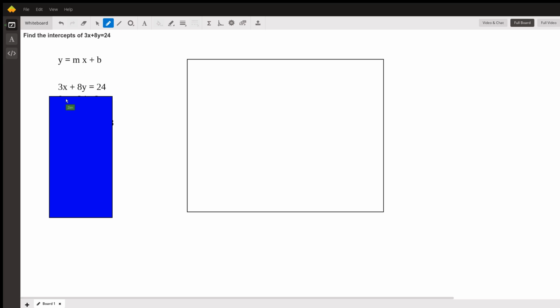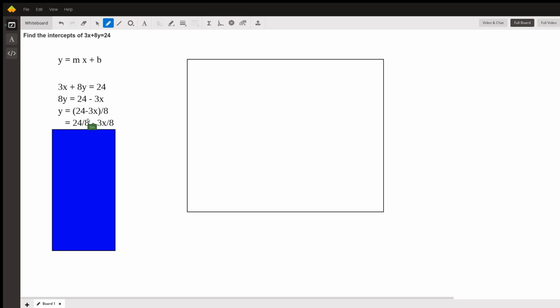Okay, so step one, we have to isolate y. We want y on one side of the equation by itself. So we subtract 3x from both sides. 24 minus 3x leaves 8y. And so that means y is equal to 24 minus 3x over 8. Here we just divided both sides by 8, algebra. And that gives you y equals, and you can go ahead and reduce this down. 24 divided by 8 is 3, and then 3x over 8.